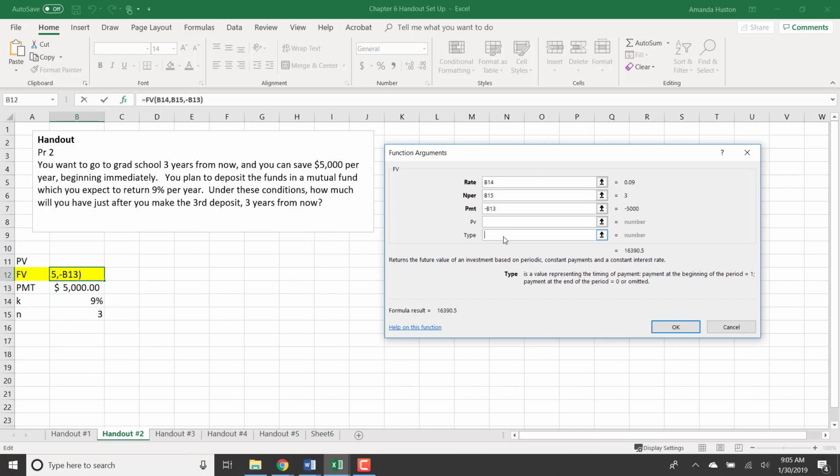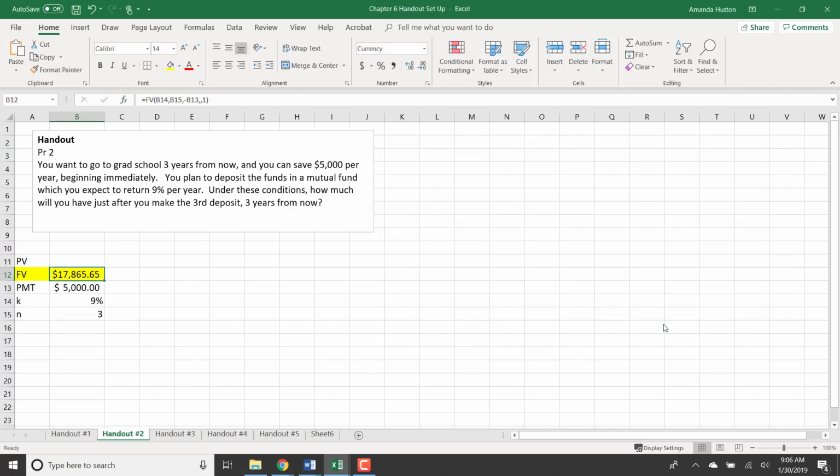Now, if you're investing the money immediately at the beginning of the period, see, this is type. If it's representing the timing of a payment, a payment at the beginning is a 1, and a payment at the end of the period is a 0, or just leave it blank. So in order to say we're investing it immediately, we're going to put a 1 under type. So if we had $5,000 per year invested immediately, we would have $17,865.65 to go to grad school.